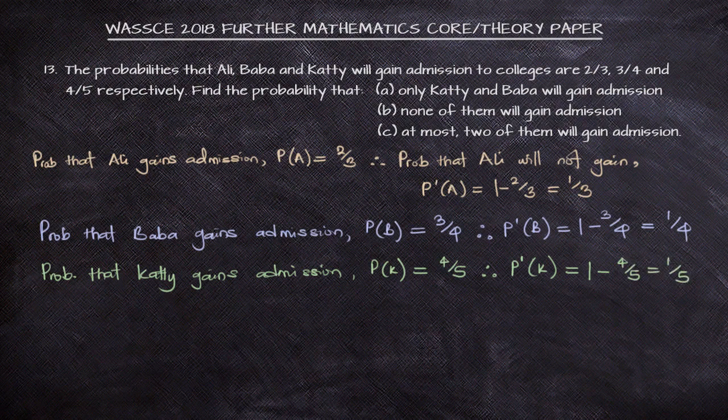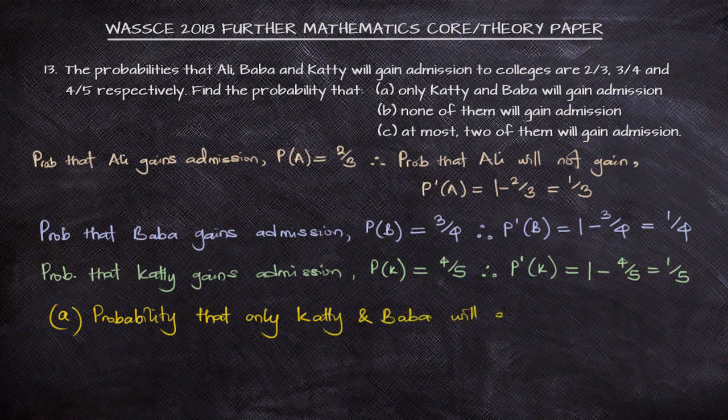So having this, we can now go ahead to solve the 3 questions that we are asked in this probability question. And the first one is asking, what is the probability that only Katie and Baba will gain admission? Now, we need to interpret this question correctly so that we don't miss it. We are being asked the probability that only Katie and Baba will gain admission. Now, we have 3 personalities that we are talking about, but we are being told that it's only Katie and Baba that will gain.